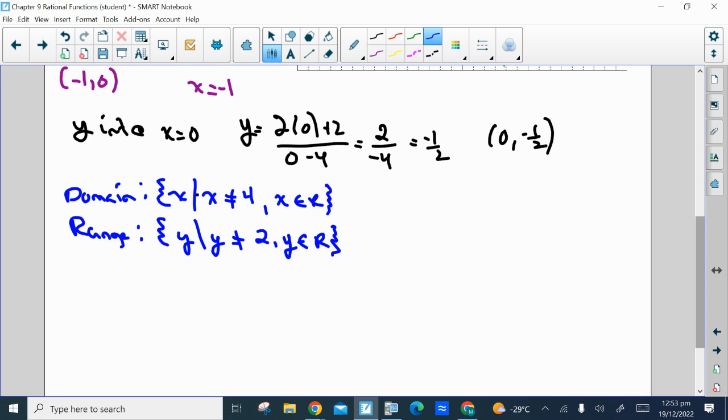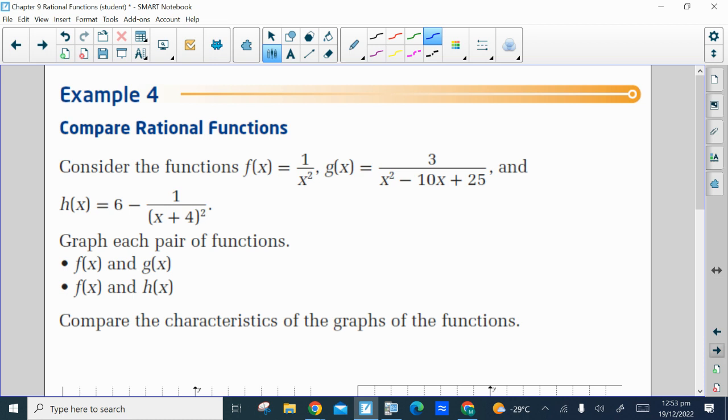So we've done different examples where we're doing transformations of 1 over x. On the next page, though, we're doing now transformations of 1 over x squared. Still a rational function, but we're starting with a different base graph. So we've got 3 different equations. The base graph is one of them, 1 over x squared. Then we have g at x as well as h at x. So we're asked to graph f and g and then f and h and compare them.